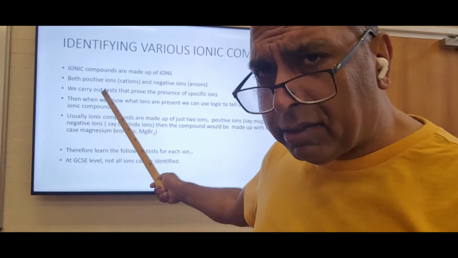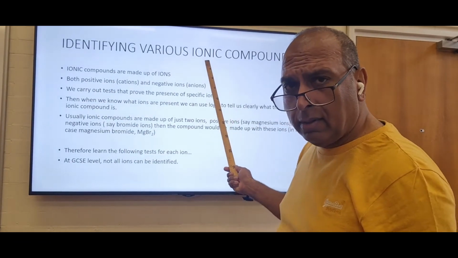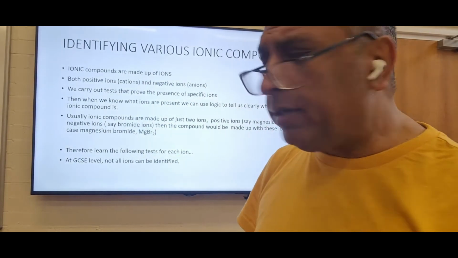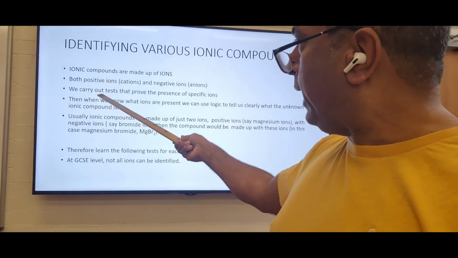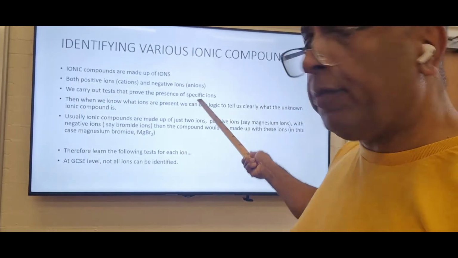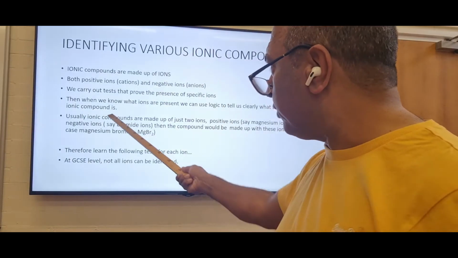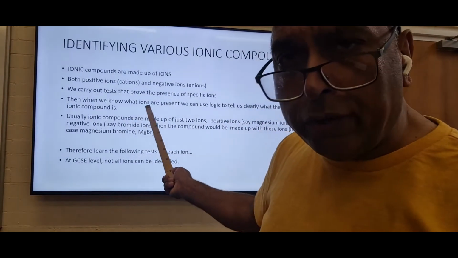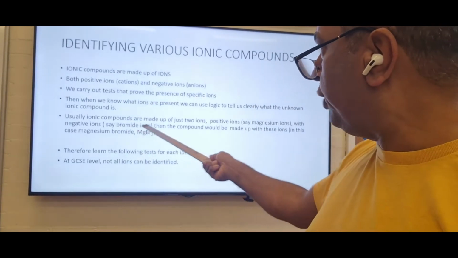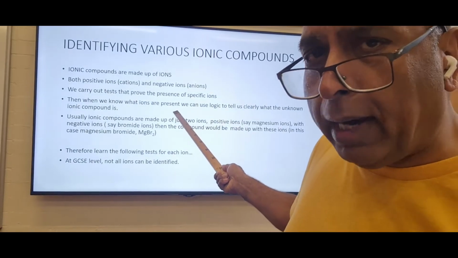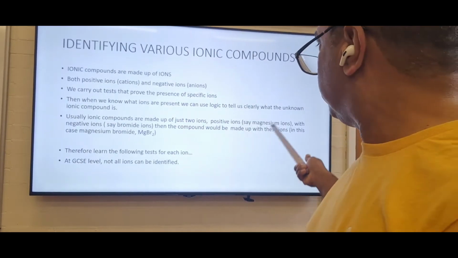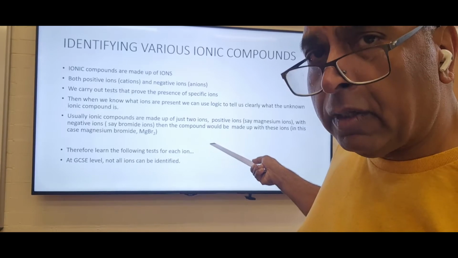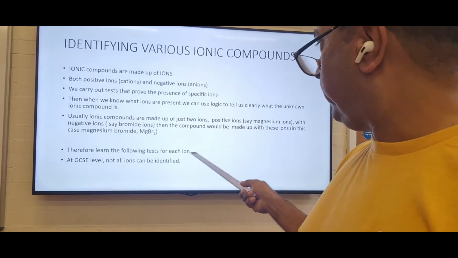I'll teach you that later in a future video. But you clearly need to know ionic compounds are made of positive and negative ions. We did that back in year 9 chemistry. We carry out tests that prove the presence of specific ions. And then we know what ions are present. We can use logic to work out what the unknown chemical actually is. Usually, ionic compounds are made of just two ions. A set of positive ions, say magnesium, a set of negative ions, say bromide, and therefore logic tells you that the binary compound is magnesium bromide.